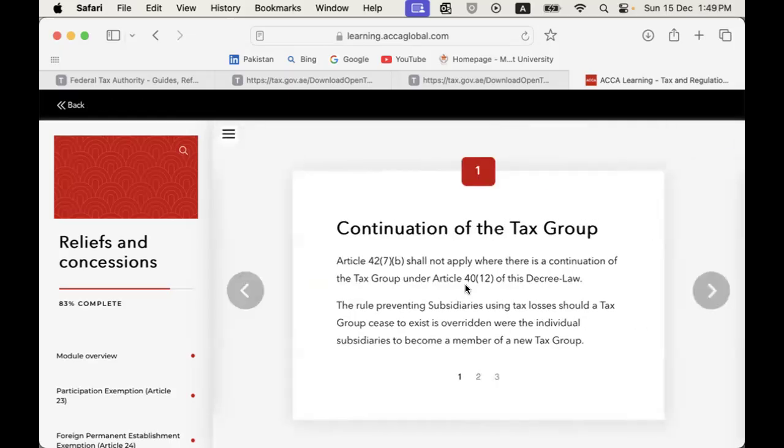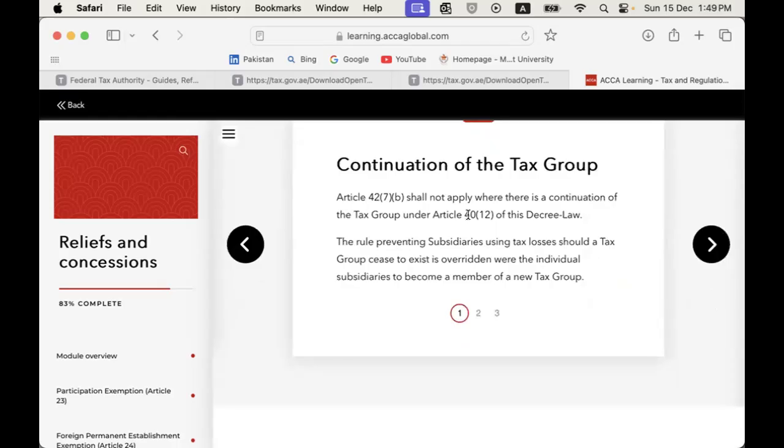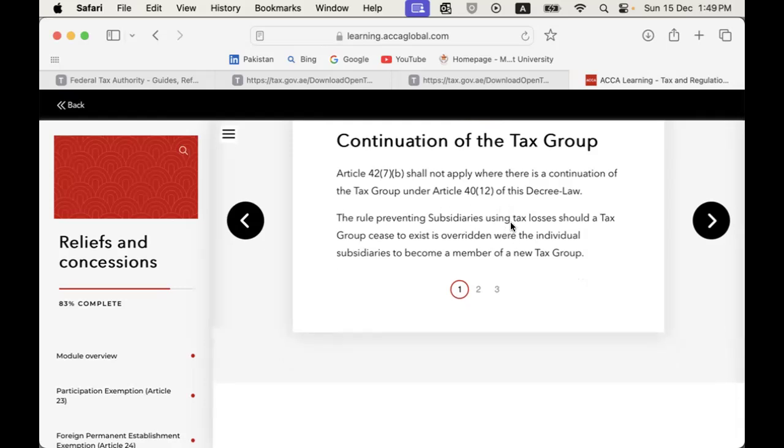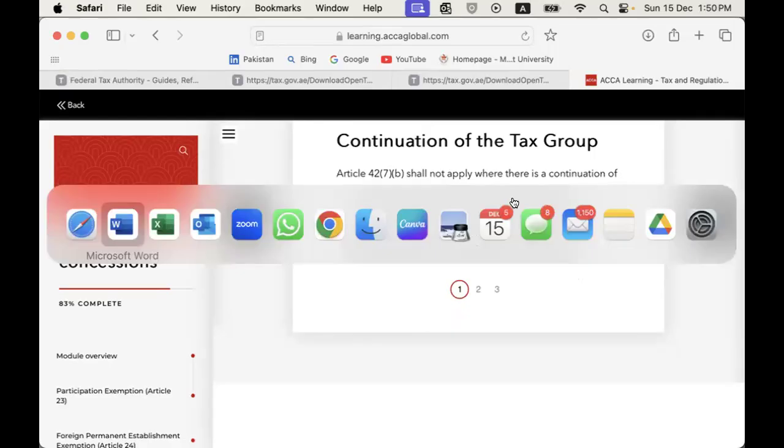Non-applicability, continuation of the tax group. This article of the tax group shall not apply where there is a continuation of the tax group under Article 40. The rule preventing subsidiaries using tax losses should a tax group cease to exist is overridden where the individual subsidiaries become members of a new tax group. So, we'll have to, I think, read through Article 42.